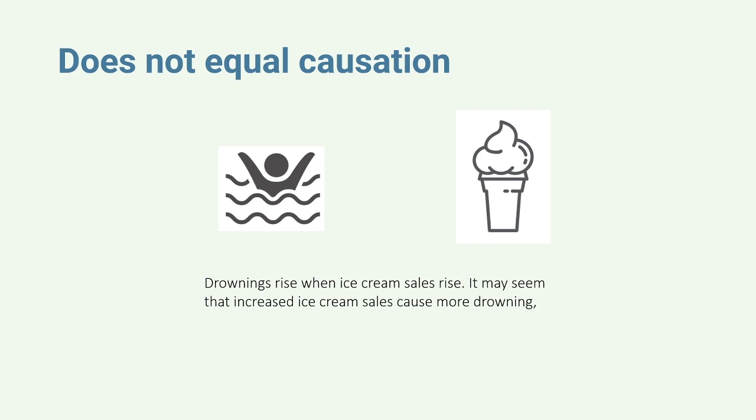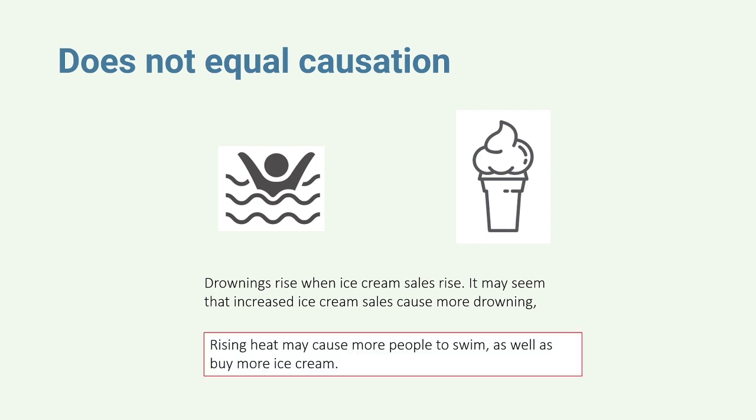So in this example, I want you to pause the video right now and see if you can come up with a logical explanation for why these two things might be related. Drownings rise when ice cream sales rise. It may seem that increased ice cream sales cause more drowning. But what's a more likely explanation? Rising heat may cause more people to swim, as well as more people to buy ice cream.